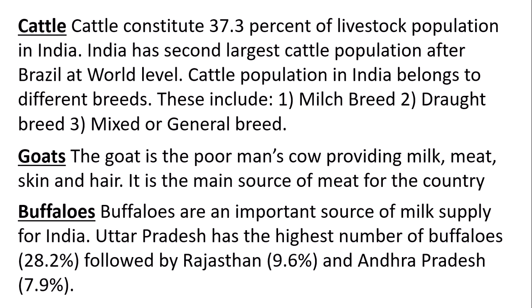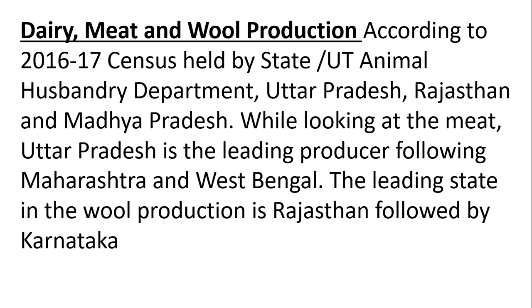Next, dairy, meat and wool production. Here we have animal husbandry department in Uttar Pradesh, Rajasthan and Madhya Pradesh. And the leading state in the wool production is Rajasthan, followed by Karnataka.